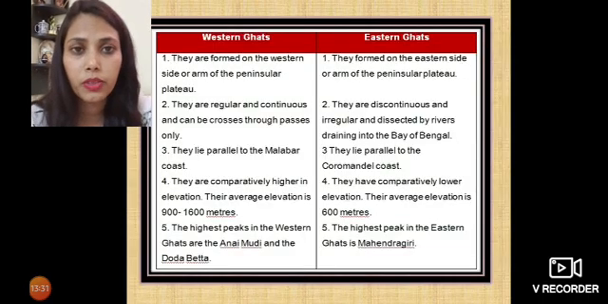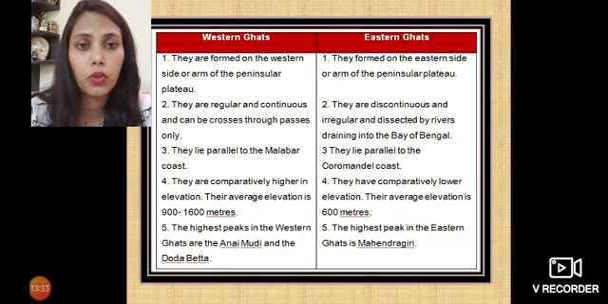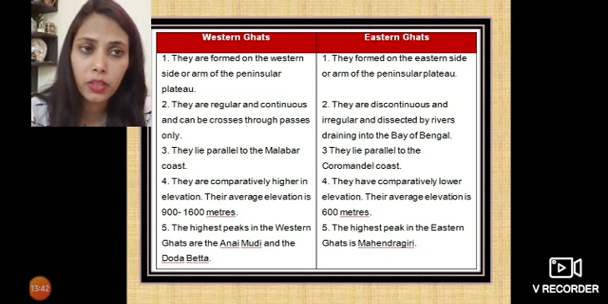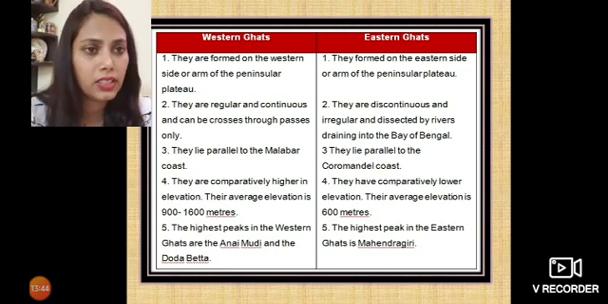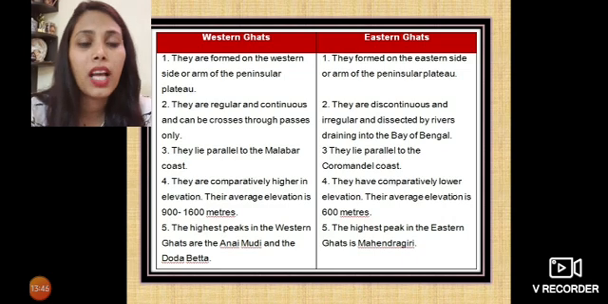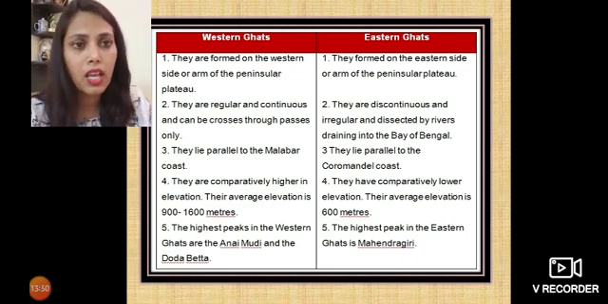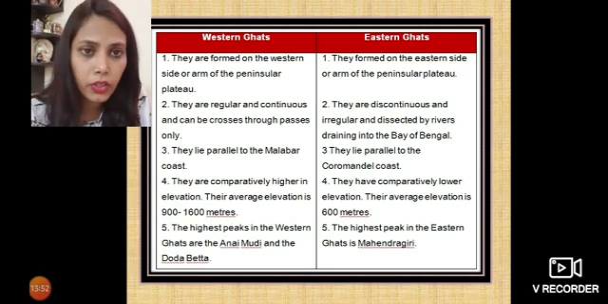Next is the difference between Western and Eastern Ghats. This you should know because it comes in exams, how to differentiate between Western and Eastern Ghats. So the Western Ghats are on the western side of the Peninsular Plateau. Eastern Ghats are on the eastern side of Peninsular Plateau. Western Ghats are regular and continuous, means they are not broken in the middle, there are no breaks. But Eastern Ghats are not continuous.